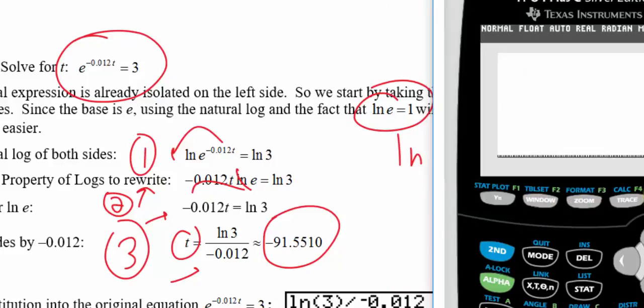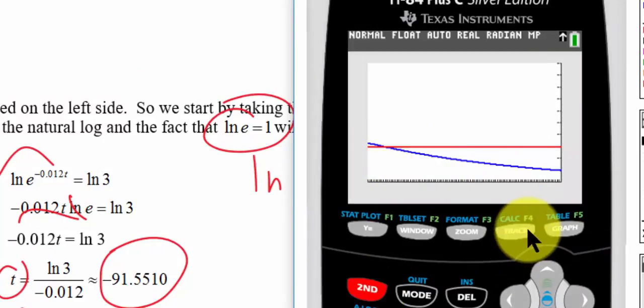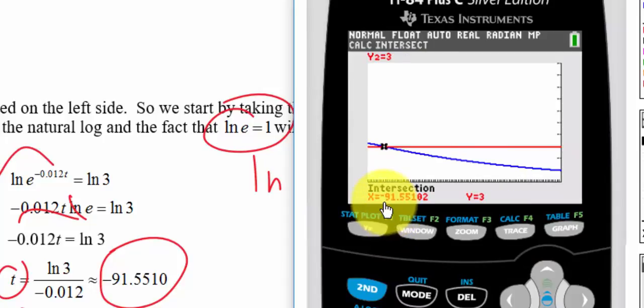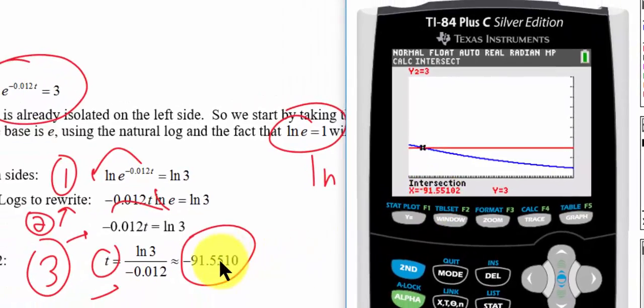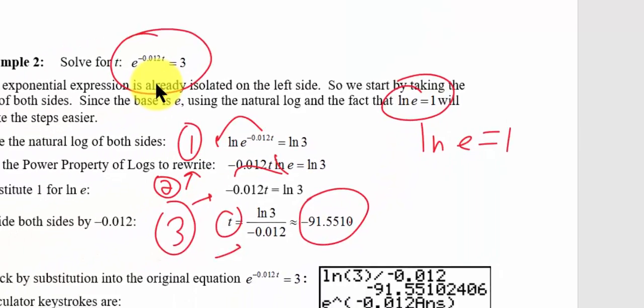I press graph, and we're looking for the intersection. Okay, so there's my intersection. So how do I find it? I press second, trace, number 5, enter 3 times, and you see I have negative 91.55, which is what we found the answer to be when we used algebra or the use of logs.